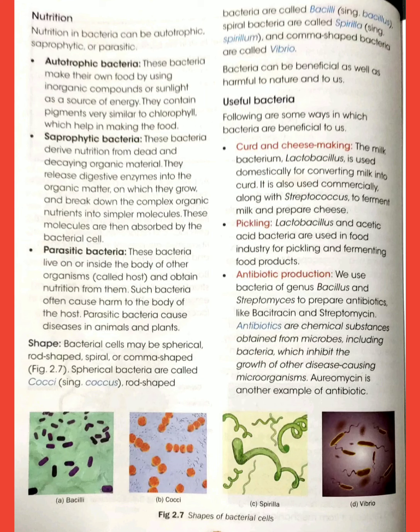Lactobacillus is used with streptococcus bacteria to ferment milk and prepare cheese. Next, lactobacillus and acetic acid bacteria are used in food industry for pickling. Antibiotics are chemical substances which inhibit the growth of other disease causing microorganisms. So, we use bacteria of genus Bacillus and Streptomyces to prepare antibiotics like bacitracin and streptomycin.